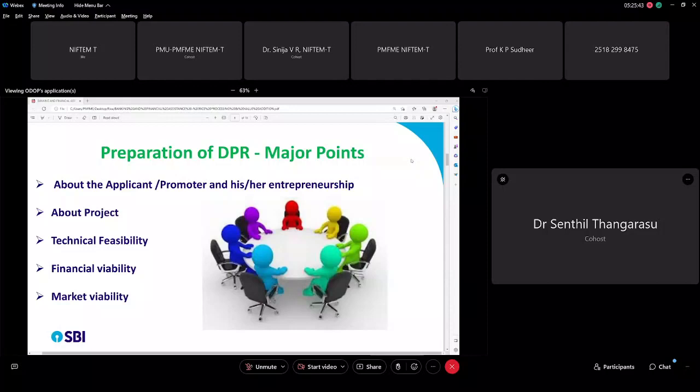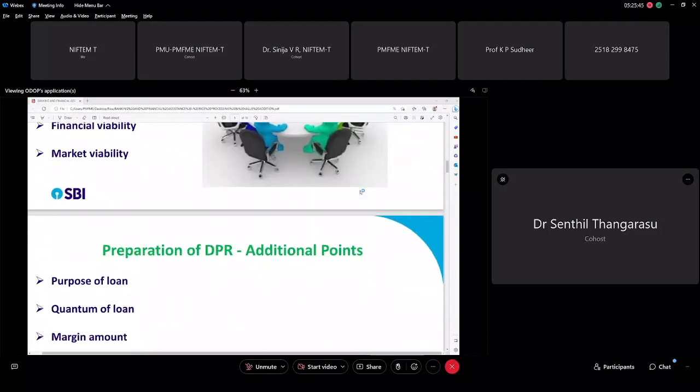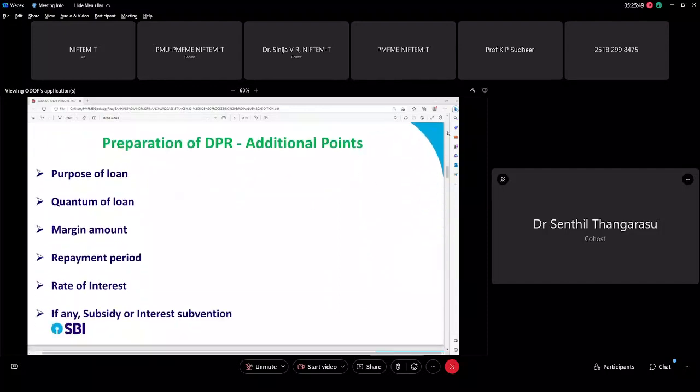Then additional points for the detailed project report is purpose of loan. What is the purpose you are seeking? Suppose anyone will submit the proposal for personal use, but they will submit the proposal for some other purpose. Suppose I am starting a business, but originally they will need the money for some other purpose. So, the purpose of a loan is a very important thing.